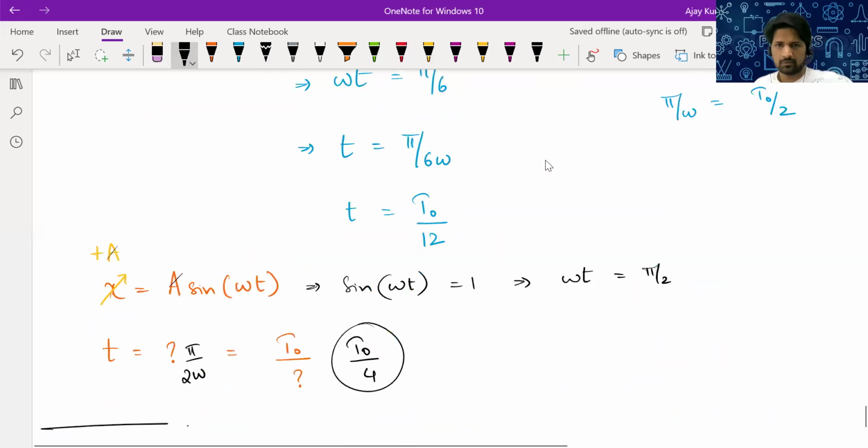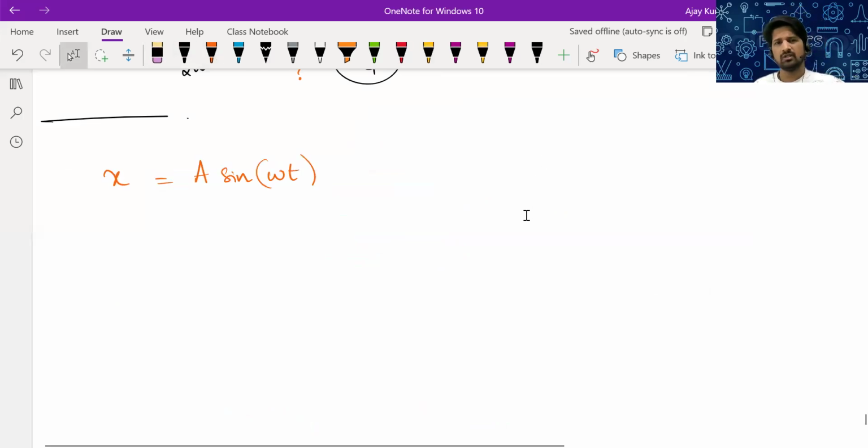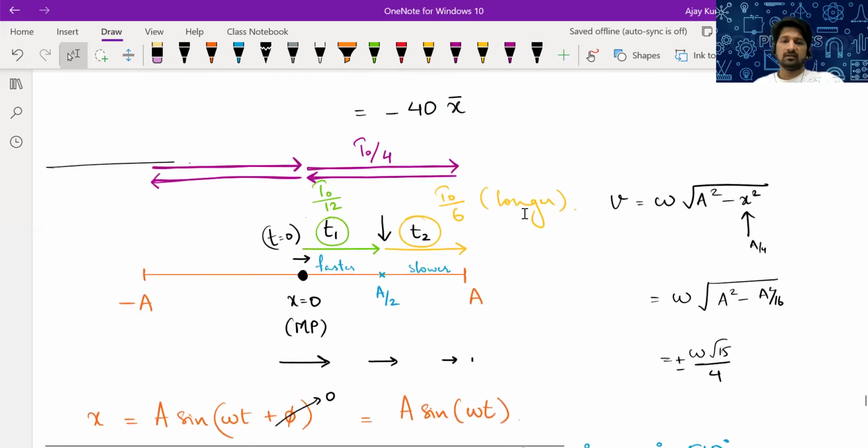Fine, let's solve some more problems also. One more question we'll take, based on the same equation, x is equal to a sine omega t. Actually, in questions, they won't give you this equation mostly. They will describe a certain part of the journey. Like the last question we solved, I asked you to find the time taken to go from 0 to a by 2 and a by 2 to a.